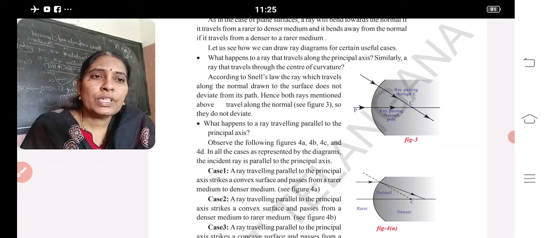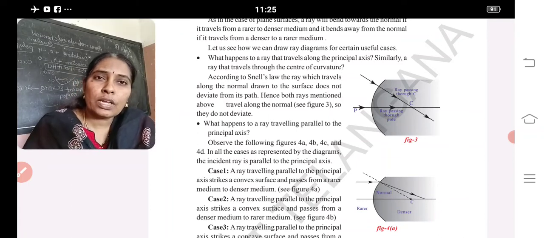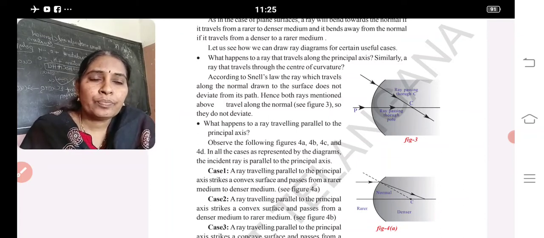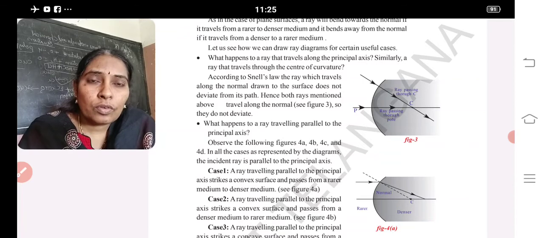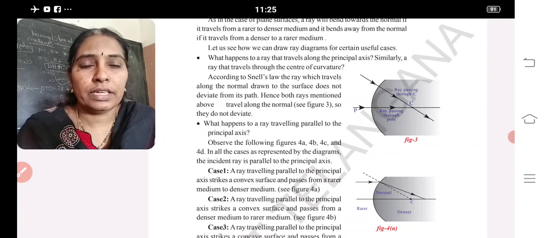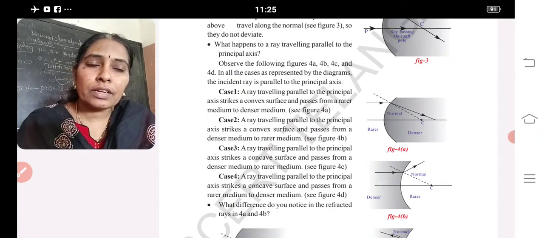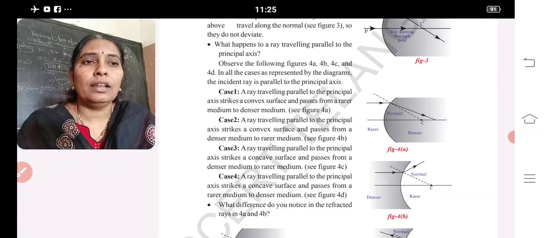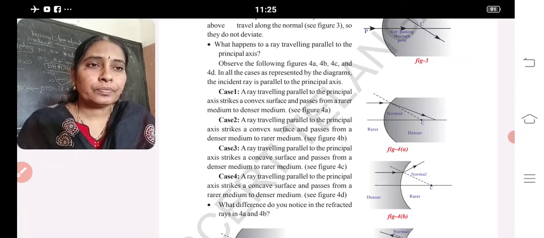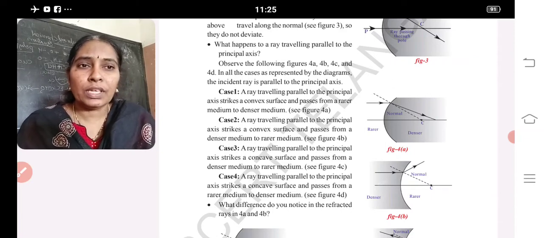Any ray parallel to the principal axis passing from a rarer medium to a denser medium: see figure 4a, the ray is entering from a rarer medium to a denser medium. So the refracted ray bends towards the normal. Now you see 4b. Here the refracted ray bends away from the normal. When a light ray travels from a denser medium to a rarer medium, in the case of a concave surface, it is bending towards the normal. In the case of a convex surface, it is bending away from the normal.